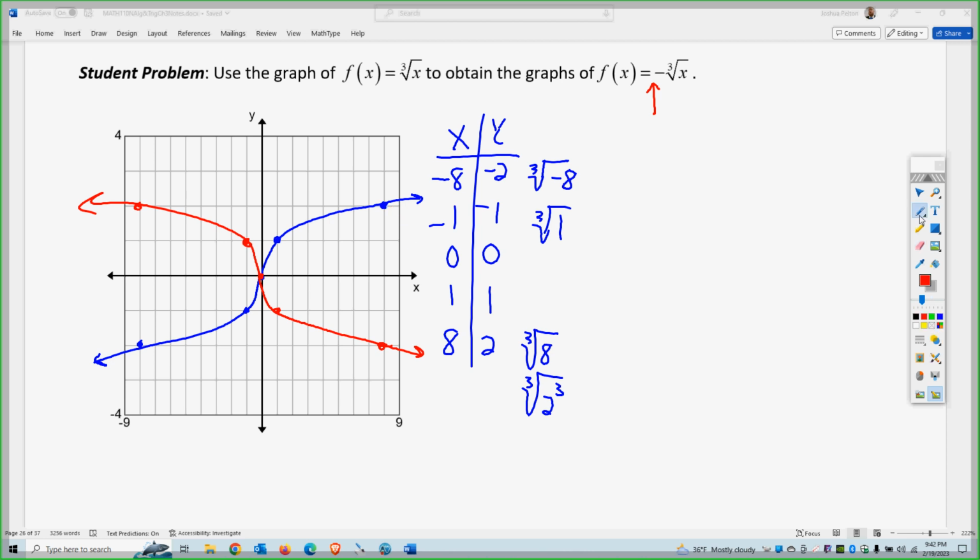So my new table of values, x and y. My x don't change, right? I'm still at -8, -1, 0, 1, and 8. What happens is these flip to +2, +1, 0, -1, -2, essentially. And you can do out the math and/or graph it to prove to yourself. All right, that is the end of part 2.